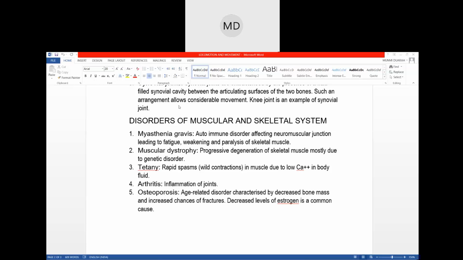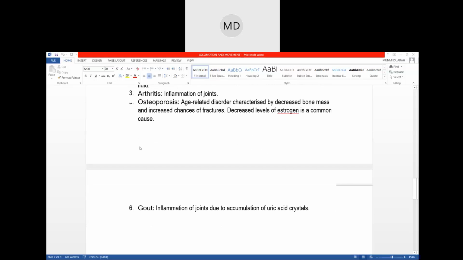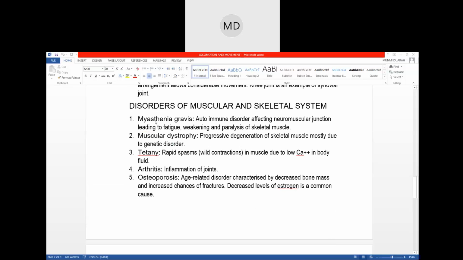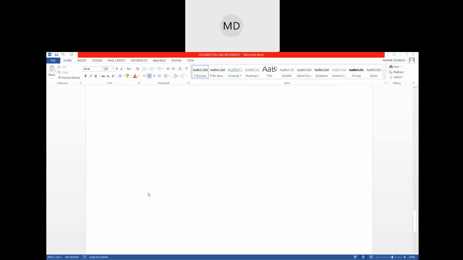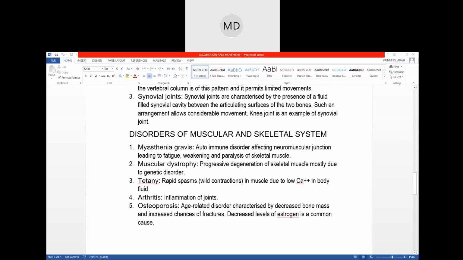In locomotion and movement also, there are disorders related to the muscles and the skeleton of our body. So here we have included 6 disorders. First is myasthenia gravis, then muscular dystrophy, tetany, arthritis, osteoporosis, and gout. So first, that is myasthenia gravis.